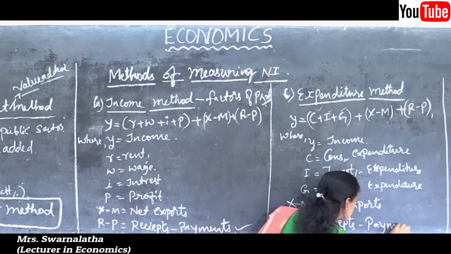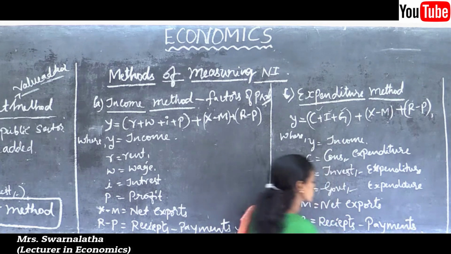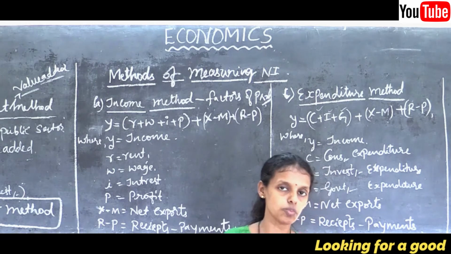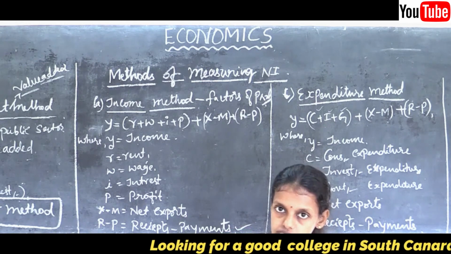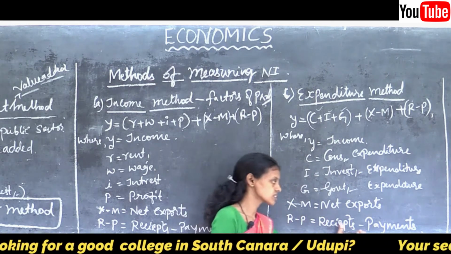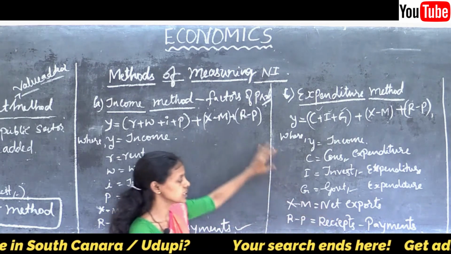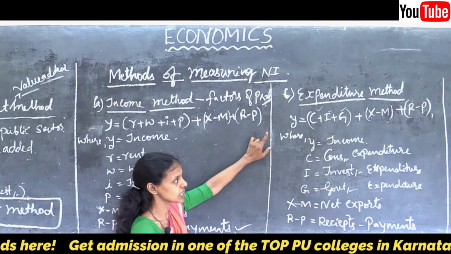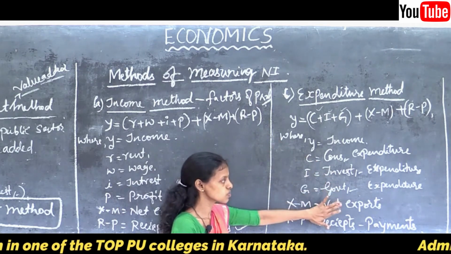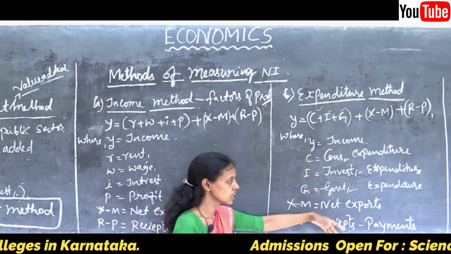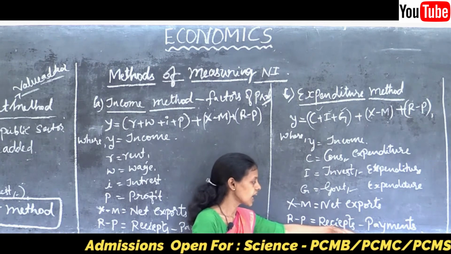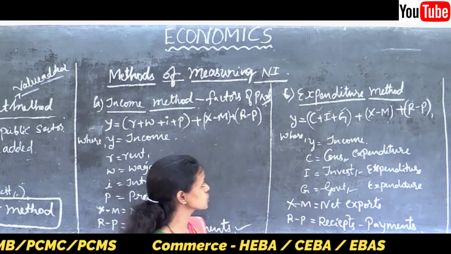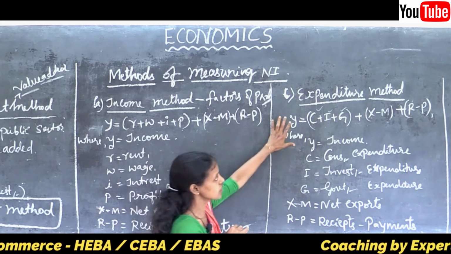Only the receipts we are considering. Receipts are the assets for us, payments are a loss for us, because we are making payments to others to purchase goods and services from the rest of the world. That never gives us or gains income for the country. Thus, the expenditure method is nothing but expenditure made on consumption, investment and government expenditure, and expenditure on exports, and receipts minus payments. So, through this we are going to calculate the national income.